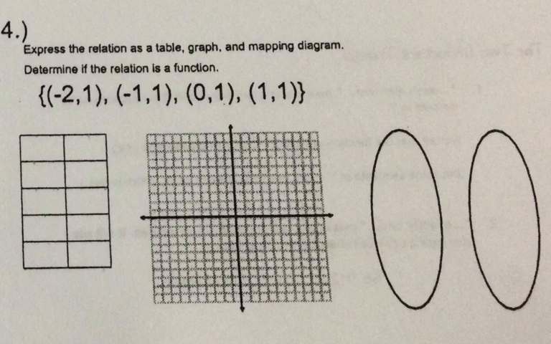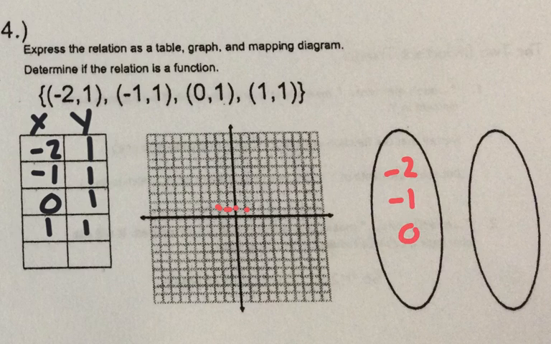And then 4, let's see, I've got x and y. I've got negative 2, 1, negative 1, 1, 0, 1, 1, 1.